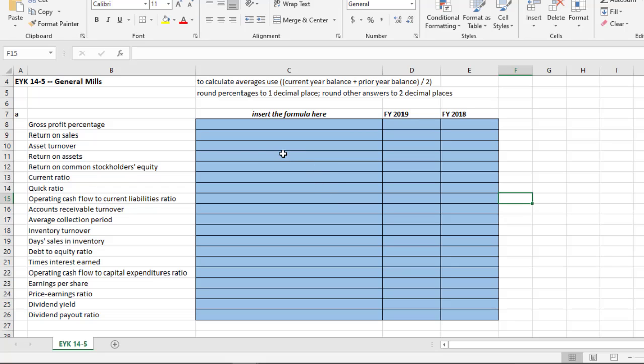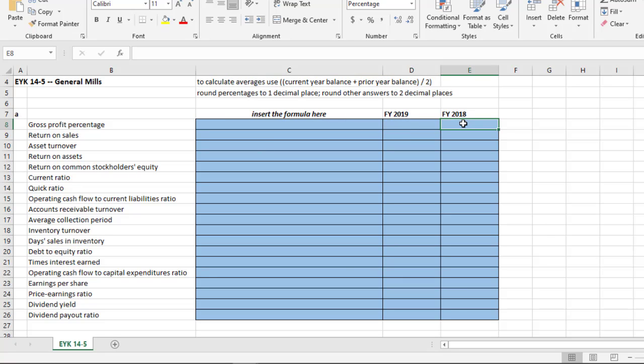Okay, here's the template. So each of these ratios needs to be done for 2019 and 2018 using the PDF file for General Mills for 2019 as well as the additional instructions that you were given. You should be able to do everything. Now this is where you put the formula for each of these ratios, the general formula. For example, current assets divided by current liabilities. You would write that in.